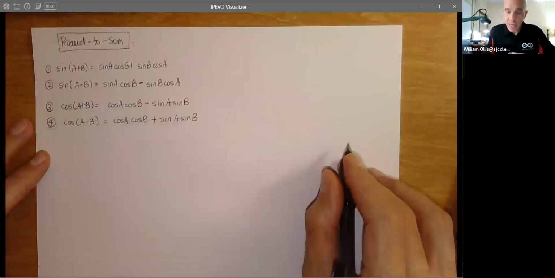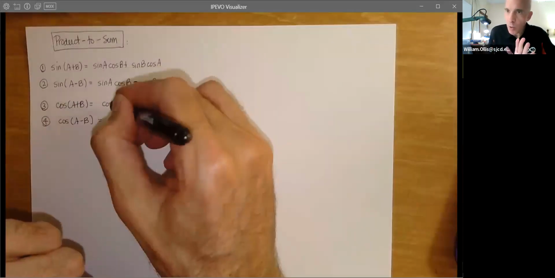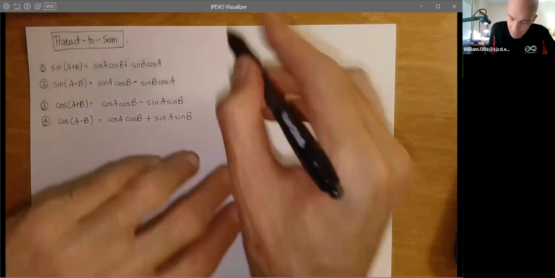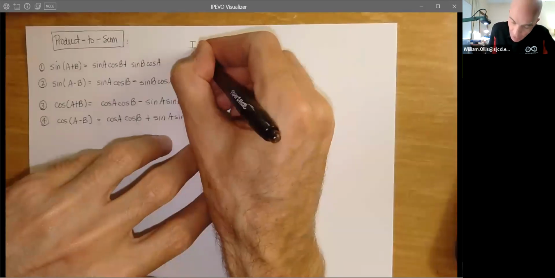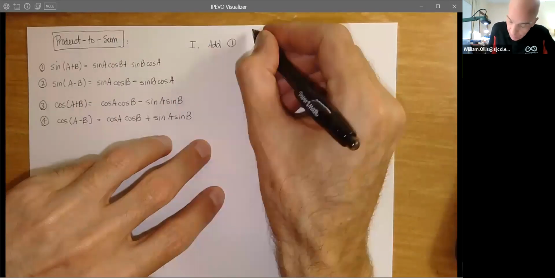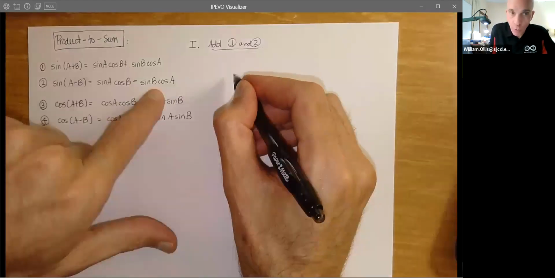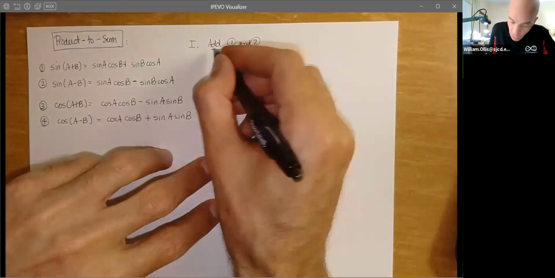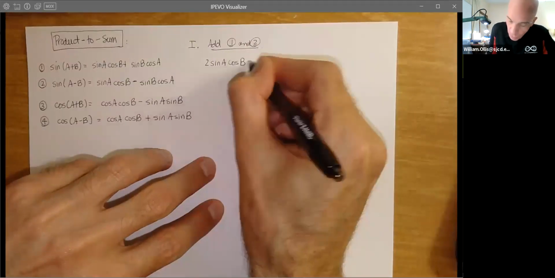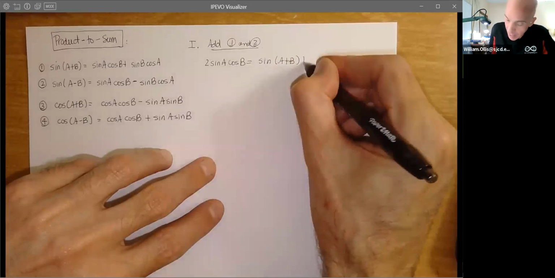Now, like I said before, to get the product to sum, all you need to know is these. If you know these, you can derive them on site and not have to worry about memorizing anything. Just know these formulas and you're good. So for the first one, we're going to add 1 and 2. So when we add them, notice these terms absorb. They're the same. So we get 2 times sine A cosine B equals sine of A plus B plus sine of A minus B.